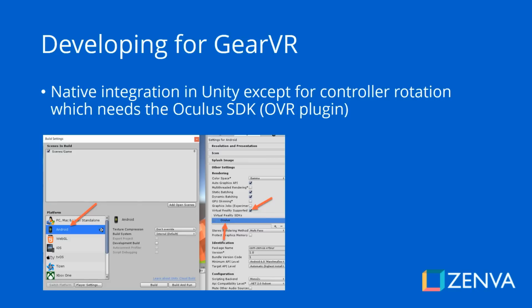When it comes to developing in Unity, we are very lucky because Unity natively supports building apps for the Gear VR. The only thing that, at the time of this recording, is not natively supported is getting the rotation of the controller. For that, you would need to use the Oculus SDK. But everything else is supported natively, so nothing is required for you to build games for this platform. Now let's go to Unity and build our game for the Gear VR.